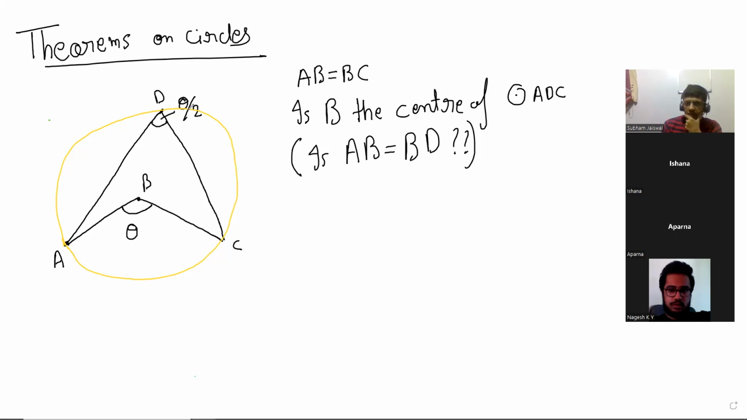Any ideas? Sir, if AB is not equal to BD, then the proof I just told will not work, right? Then we won't have those isosceles triangles, so we cannot say that the angles are equal. I agree, but there may be some other way to prove it. Right?